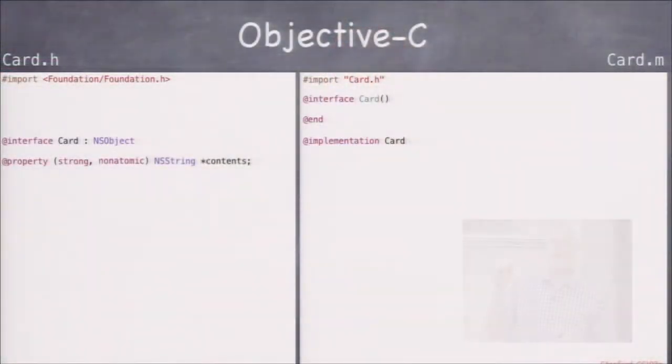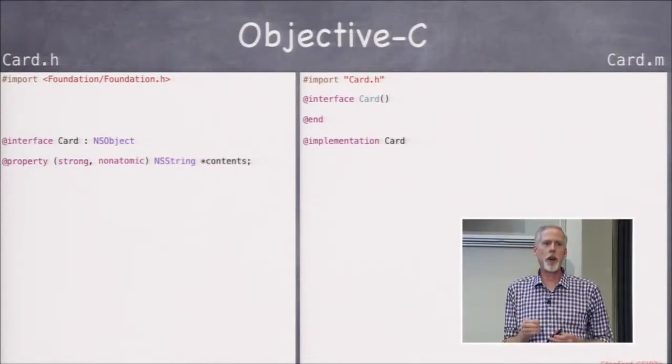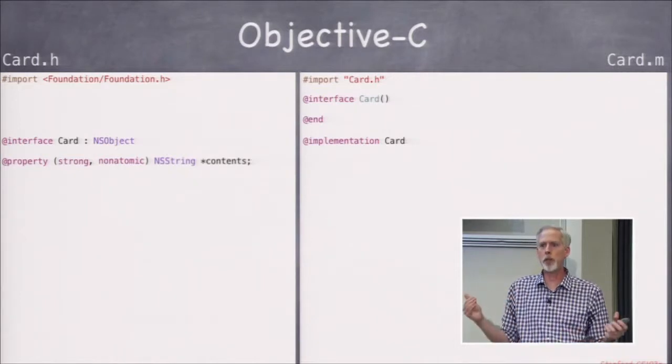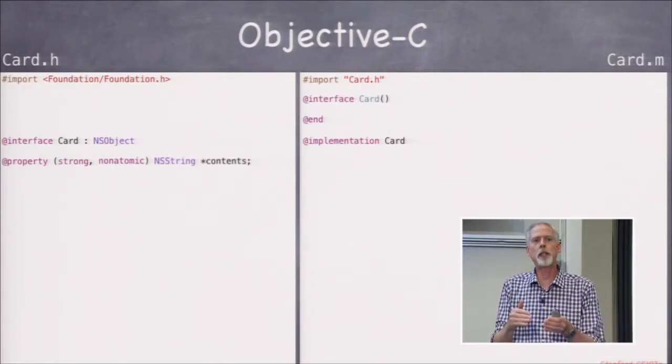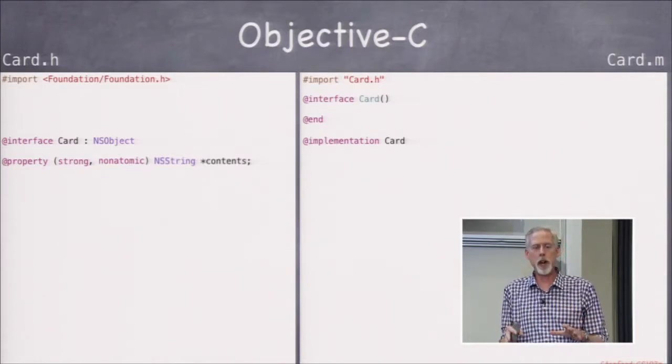So that's the strong versus weak. The other thing we're going to put in this little parentheses is non-atomic. Non-atomic means calling this setter and getter that go along with this property is not thread safe. So you can't have two threads trying to set this property at the same time. Why do we say non-atomic here?